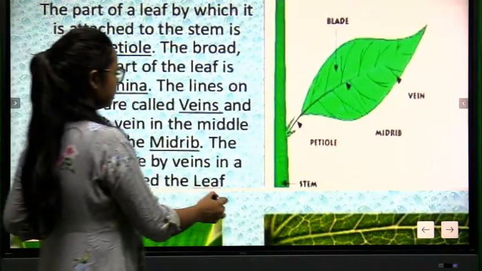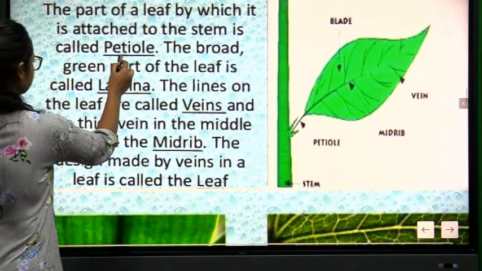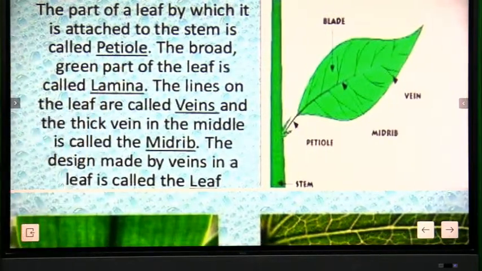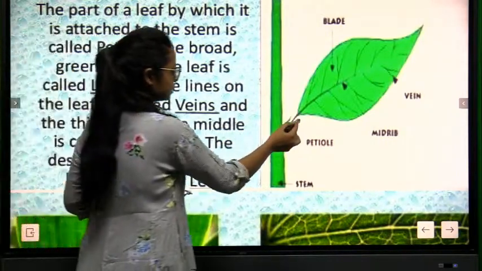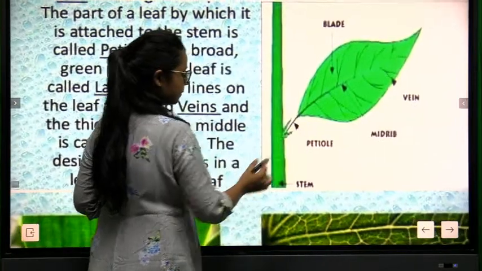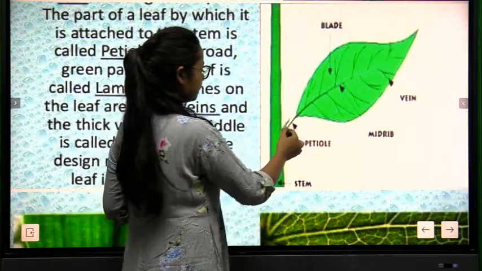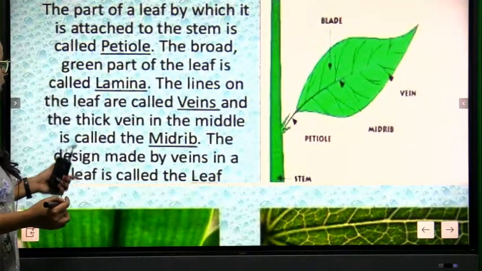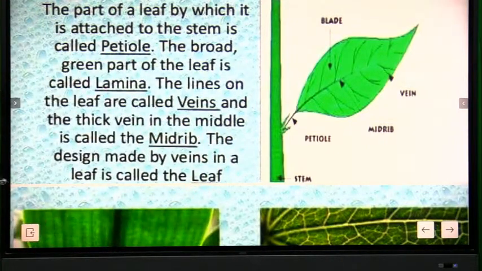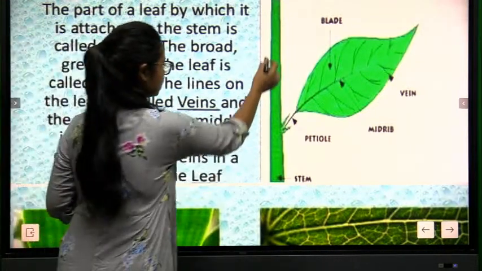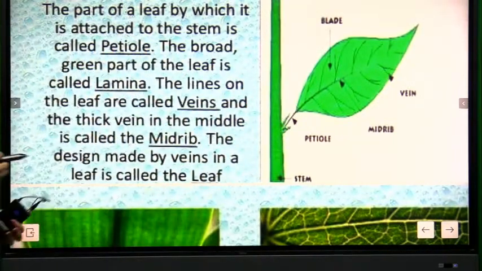Now you can see this picture. First we'll talk about the petiole, which means the part of a leaf that is attached to the stem. From which part is the leaf attached to the stem? This part. This part is the petiole, attached to this green stem. So the part which is attached to the plant is the petiole. This is the stem, and this is the part which is attached to the whole tree. So this is the petiole.